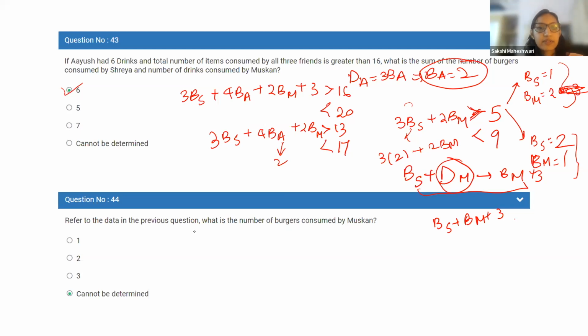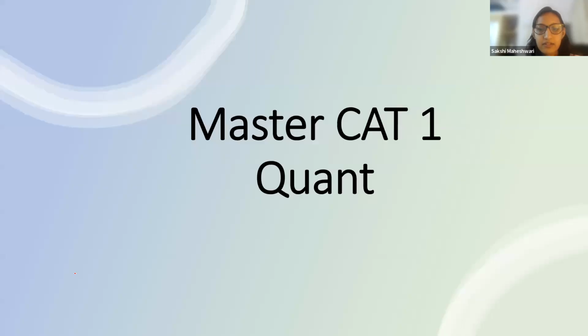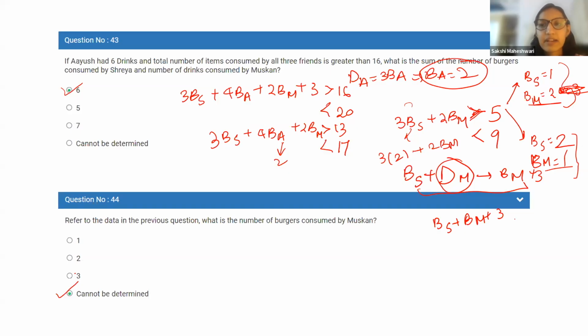Now, according to the previous question, the number of burgers consumed by Muskan. So we identified that the burgers consumed by Muskan can be 2 or 1. So that's why this cannot be determined. Okay. So we are done with this set. You understood that this was just simple case making and you could easily solve the questions. They were related only.